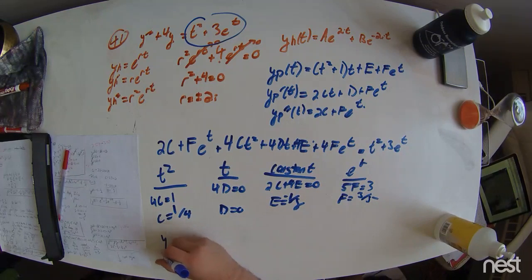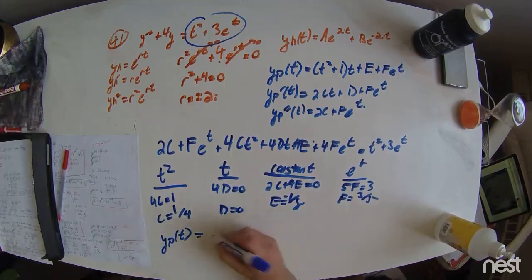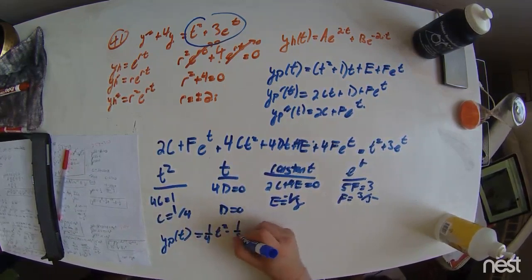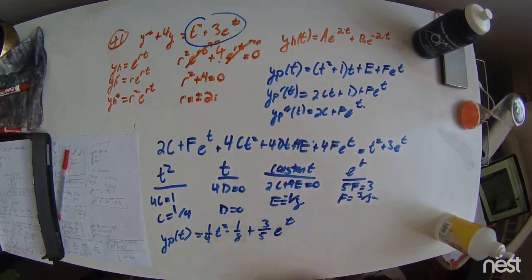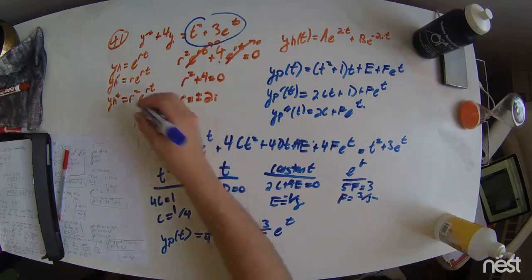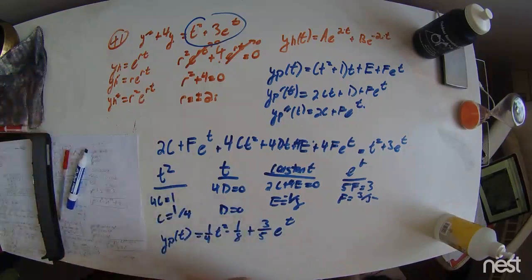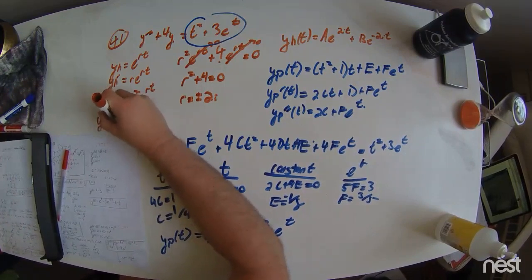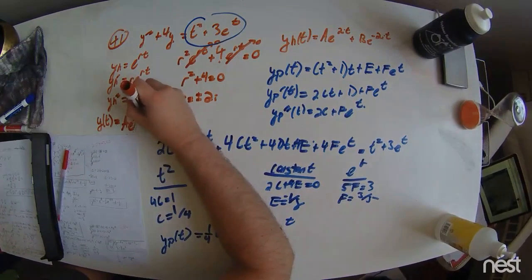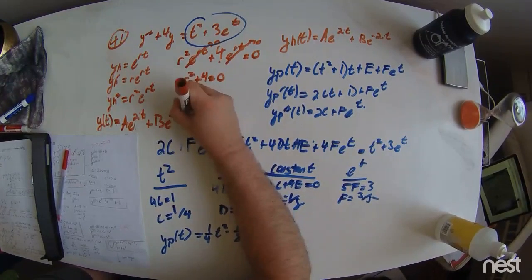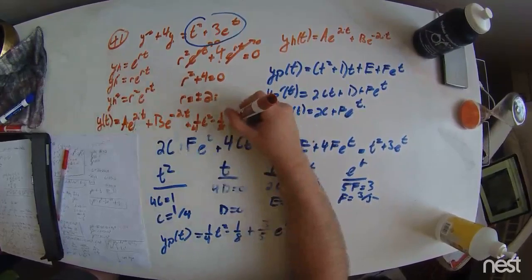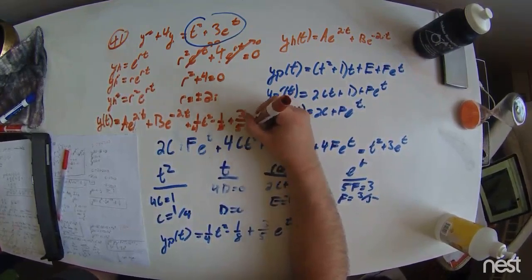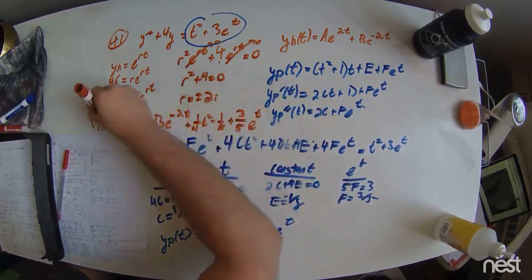We can now write y particular of t: one quarter t squared minus 1/8 plus 3/5 e to the t. Therefore, our whole solution y of t equals a e to the 2it plus b e to the minus 2it plus a quarter t squared minus 1/8 plus 3/5 e to the t. That's our whole solution.